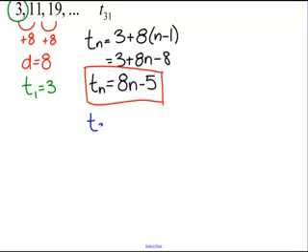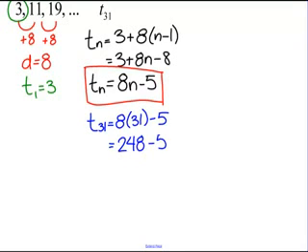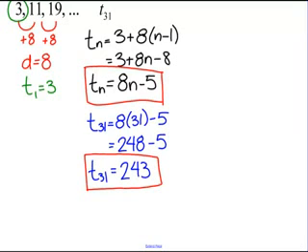Find the 31st term. So to find that, we're going to plug in 31 for n. The 31st term is 8 times 31 minus 5. That simplifies as 248 minus 5, which is equal to 243.